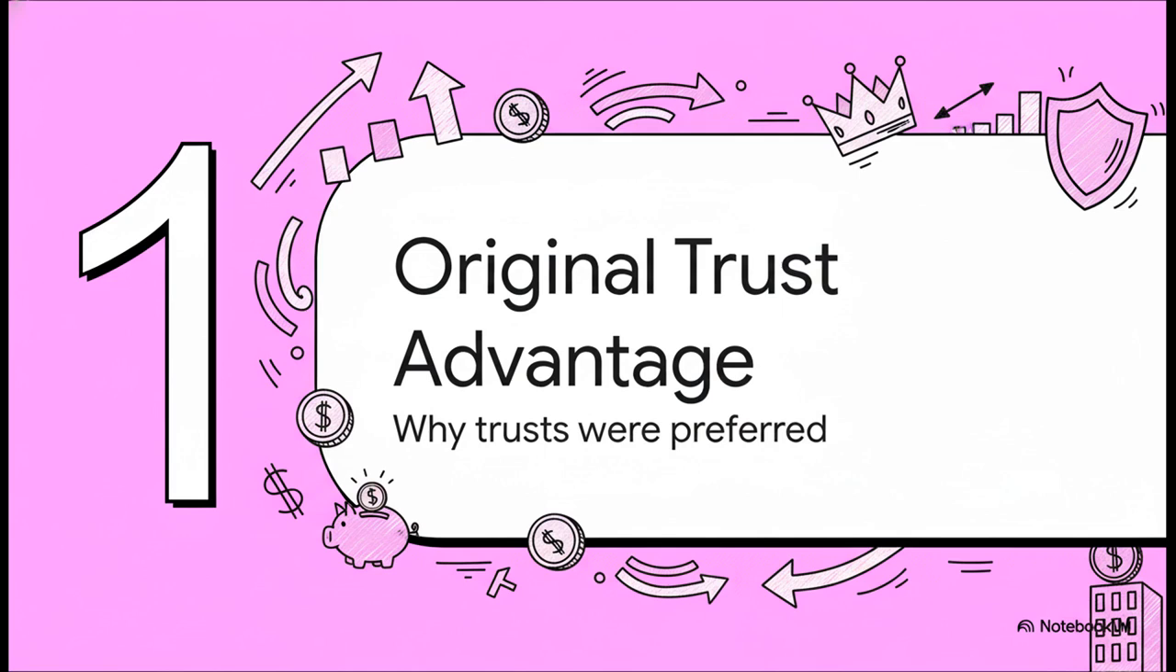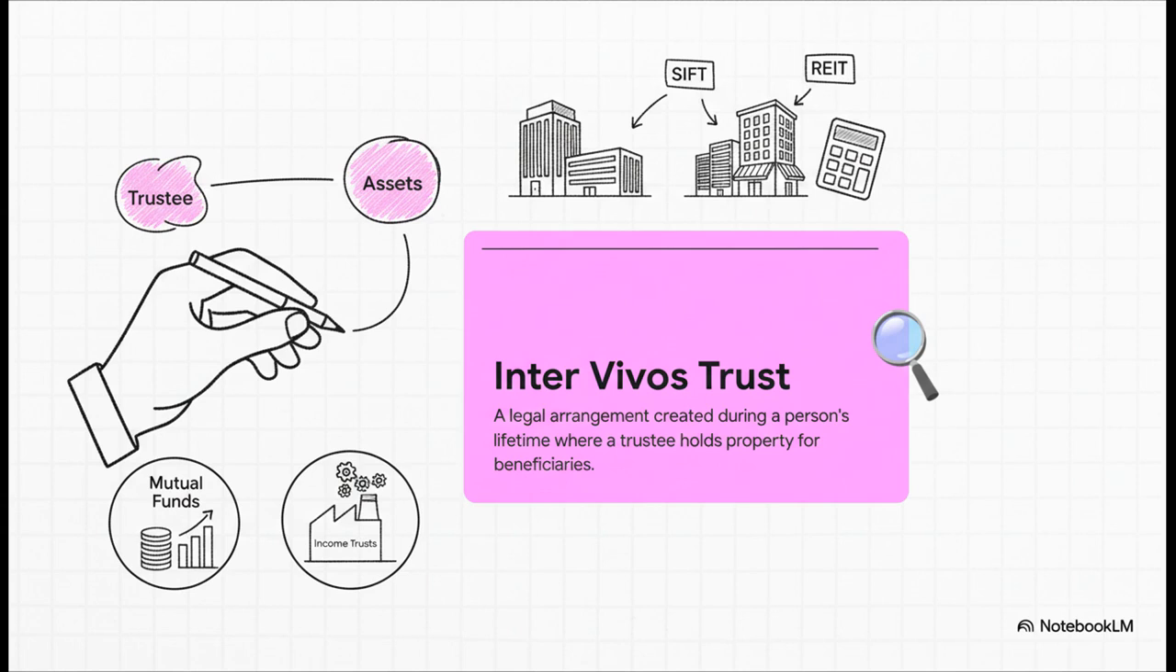Okay, let's dive in. To really get a handle on where things stand today, we have to go back in time a little bit. We need to understand why income trusts were, for a long time, such a powerful and often preferred alternative to your standard corporate structure. So what are we even talking about here? Well, at a basic level, commercial trusts are a type of inter vivos trust. It's a fancy legal term, but all it means is it's a legal setup where a trustee manages assets for a group of beneficiaries. You're probably familiar with things like mutual funds, and for our purposes today, the key example is the income trust, which was specifically designed to operate an active business.